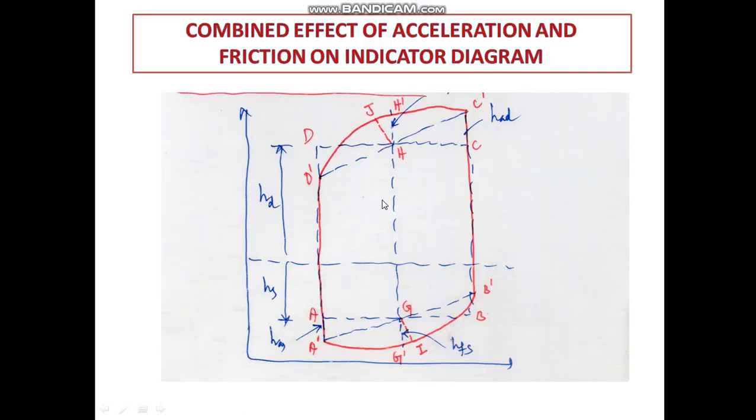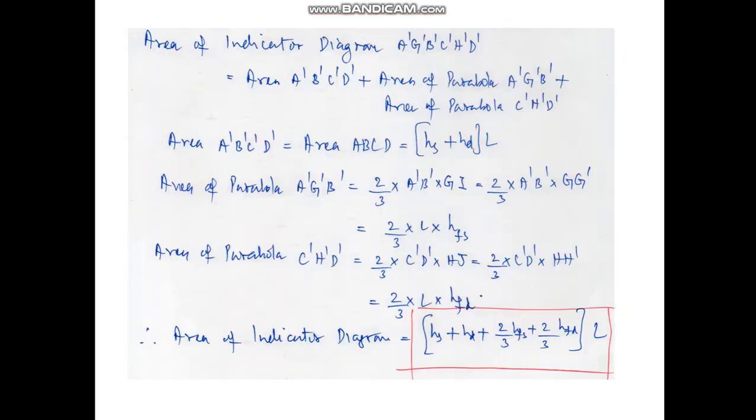Now the combined effect of acceleration and friction. So by the effect of acceleration, A shifted to A dash. By the effect of friction, G shifted to G dash. Again by the effect of acceleration, B shifted to B dash. Same thing happens with delivery. C shifted to C dash, H shifted to H dash, and D shifted to D dash. So this is the indicator diagram, which is obtained by considering the combined effect of acceleration and friction.